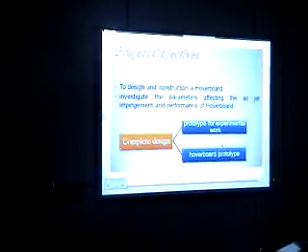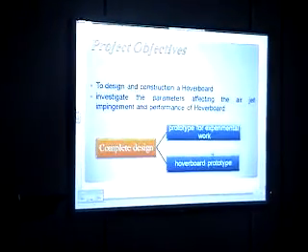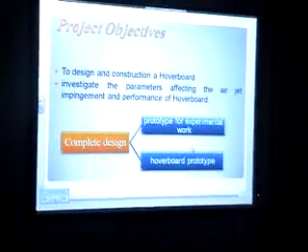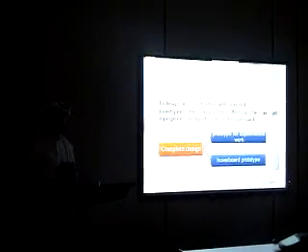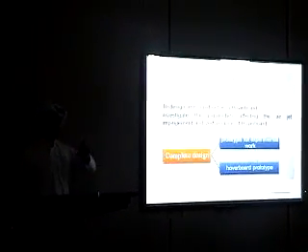We have two important objectives for our project. First, to design and build a hoverboard. Second, to investigate the parameters that affect the hoverboard performance by using three removable plates with different hole arrangements.